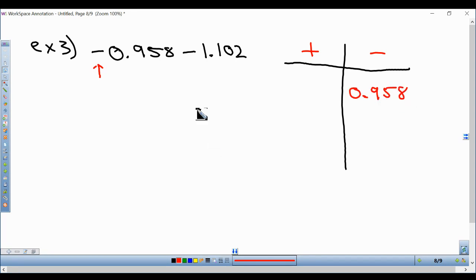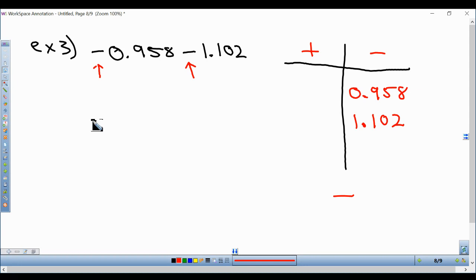0.958. The next number, 1.102, we're going to look at the sign that's in front. It is a negative sign. So we're going to put on the negative side, 1.102. Do we have any numbers that are positive? No. The positive team has no numbers in our equation that are positive. So they have nothing. So what we're going to do is tally up the negative points. So which team won? Which team has more points? Again, negative does. Positive team has nothing.